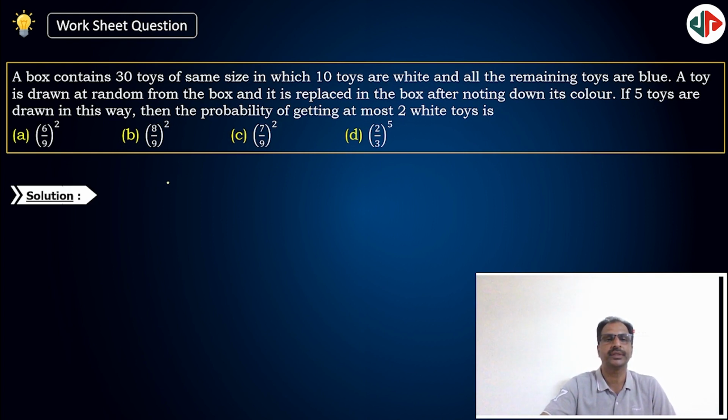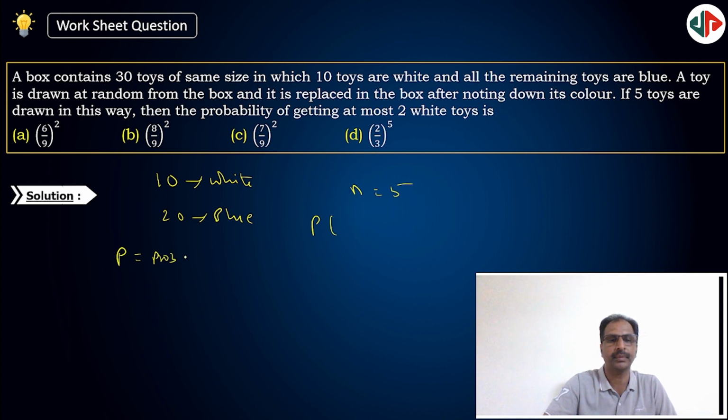Next, a box contains 30 toys of same size in which 10 toys are white and remaining 20 are blue. A toy is drawn at random from the box and it is replaced in the box after noting down its color. If 5 toys are drawn in this way, so n is equal to 5, probability of getting at most 2 white. So what is the success here? Success means probability of getting a white toy. What is the probability of getting a white toy? 10 out of 30. Implies Q will be 2 by 3.